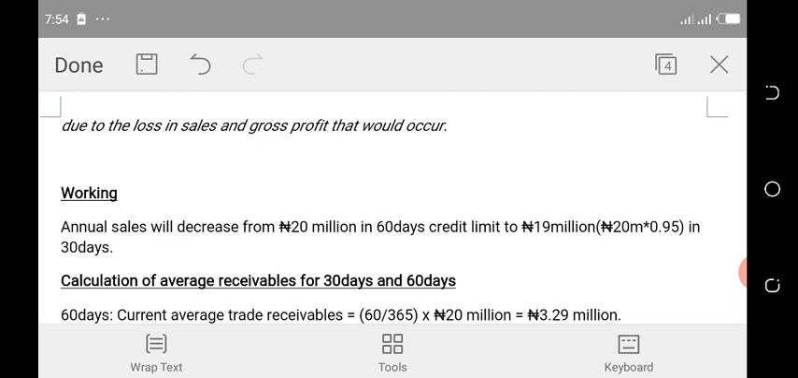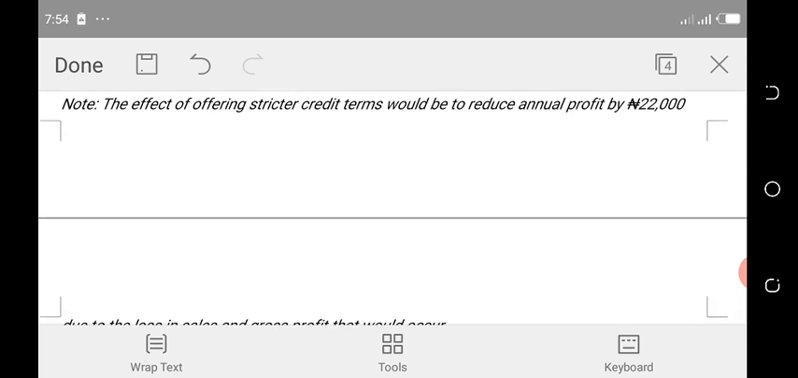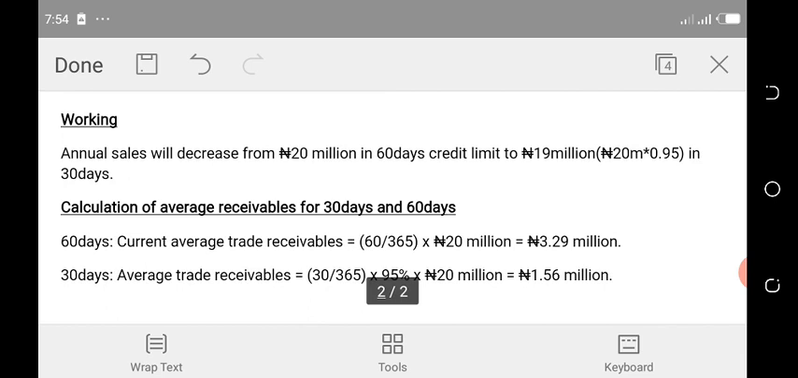So when we have our sales, the next thing is for us to calculate our contribution. By reducing sales, we are told in our explanation that there is also a reduction in contribution, which is a loss. The contribution to sales ratio is 40%. So we have 20 million times 40%, which is 8 million, while the other one is 19 million times 40%, which is 7,600,000.